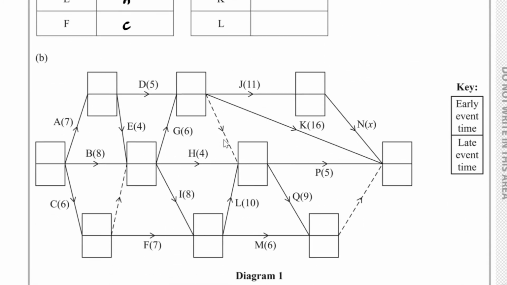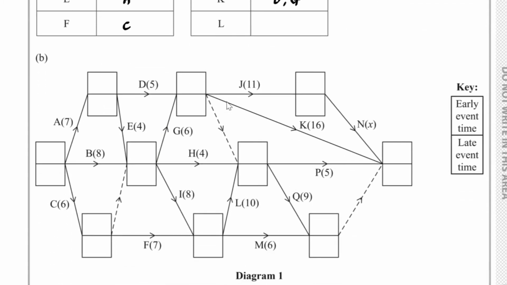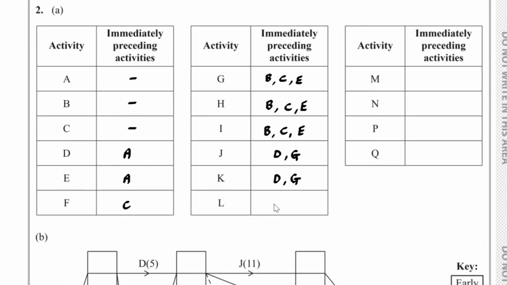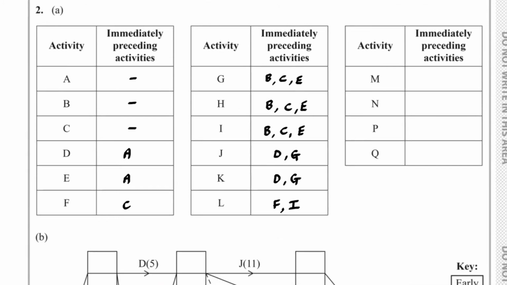If I take a look at activity K, which is here, it depends on D and G. If I take a look at activity L, this depends on I, and it also depends on F. So L depends on F and I. If I take a look at activity M, this depends on I, and it also depends on F. So M depends on F and I.